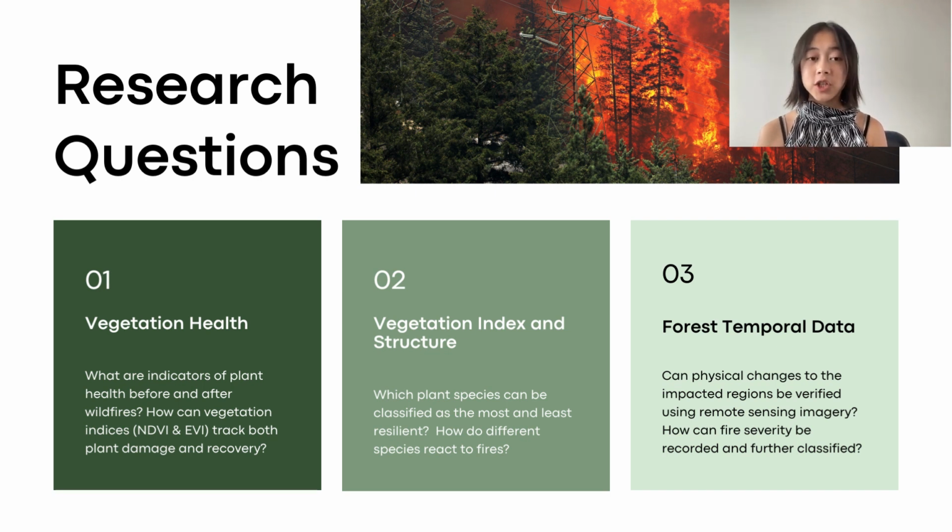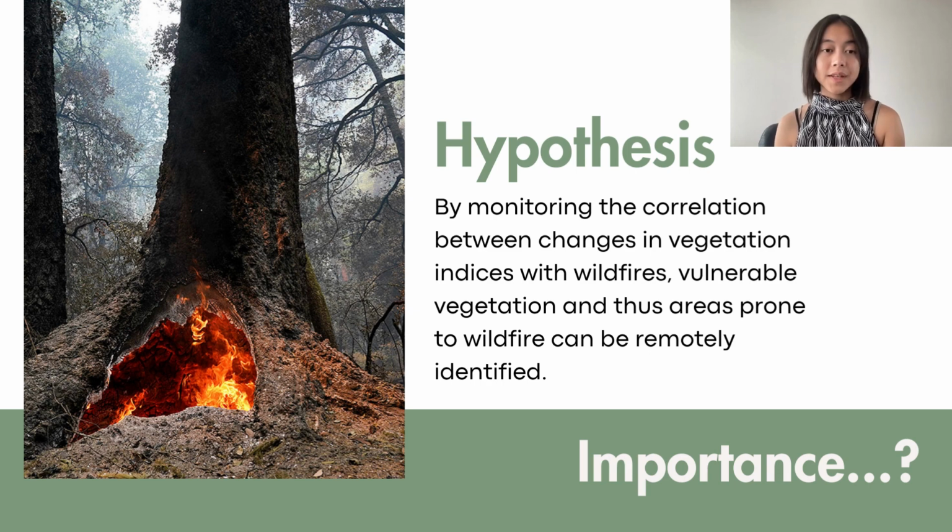Next, we looked at vegetation index and structure, namely, which plant species could be classified as the most and the least resilient, or how they may react differently to fires. And finally, we looked at the large-scale forest temporal data, namely, how physical changes to the impacted regions can be verified using remote sensing imagery. Through analyzing all these visual and spectral data points, we sought to verify the hypothesis as listed on the slide.